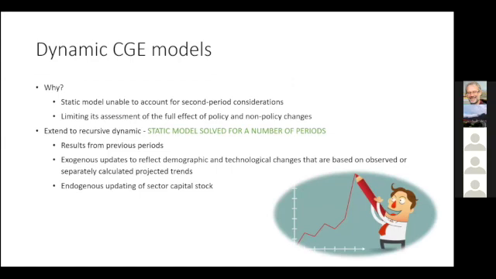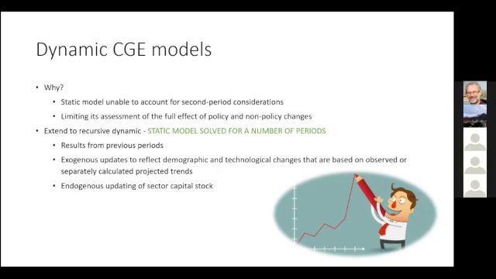So those were static CG models. But we also get dynamic CG models. Static models are unable to account for second period considerations. So that limits the assessment of looking at the full effect of policy and non-policy changes. For that reason, the static model is extended to a recursive dynamic model. So in essence, what that is, it's solving the static model for a number of periods.